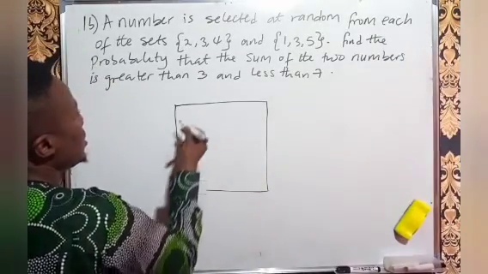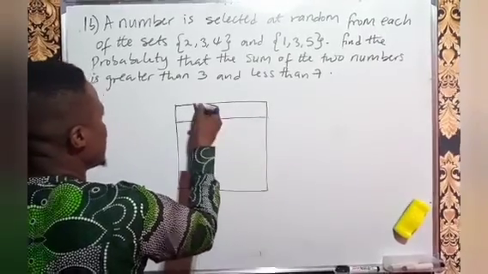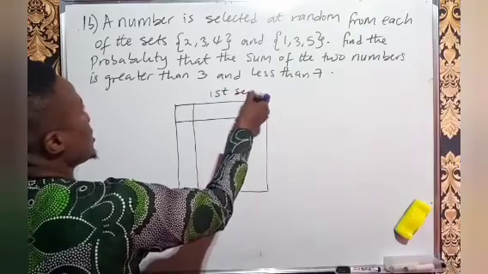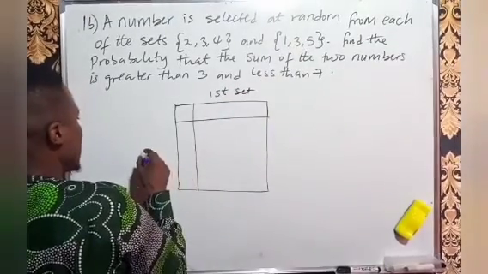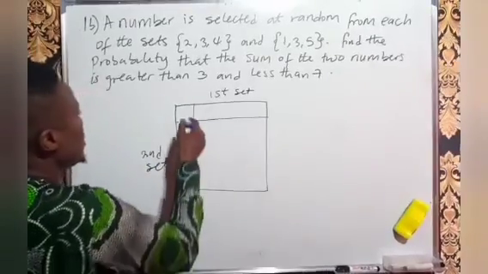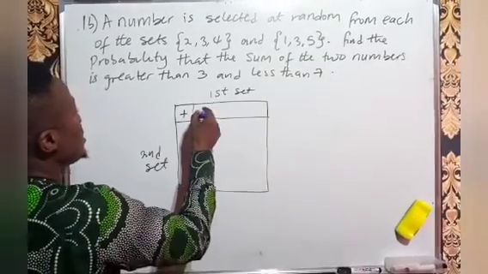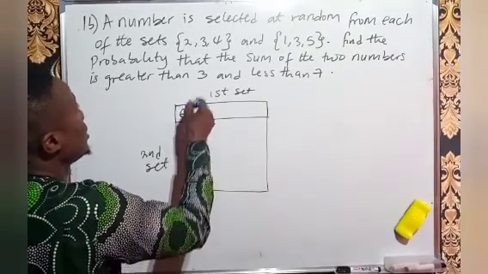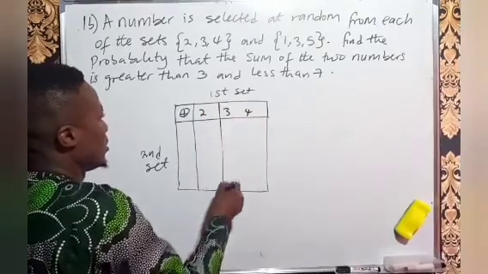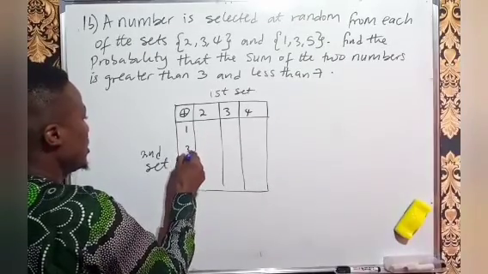Okay, so let's say this is the first set, and this is the second set, for instance. We are talking about sum here, and the first set is 2, 3, and 4.